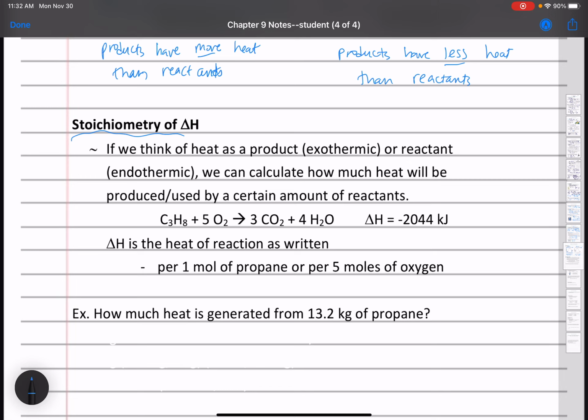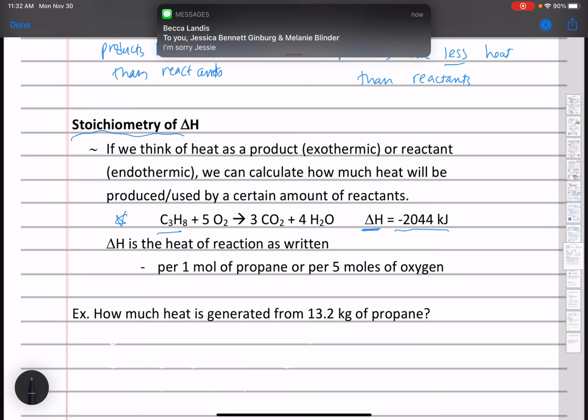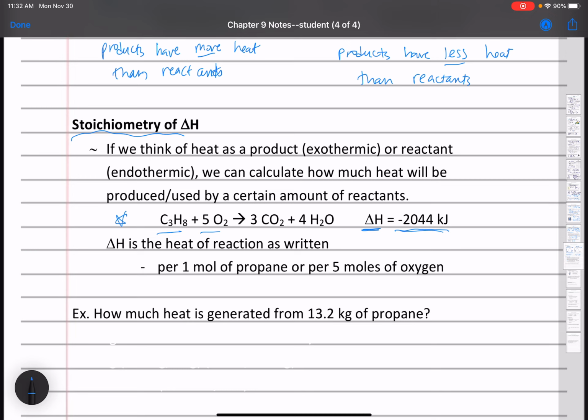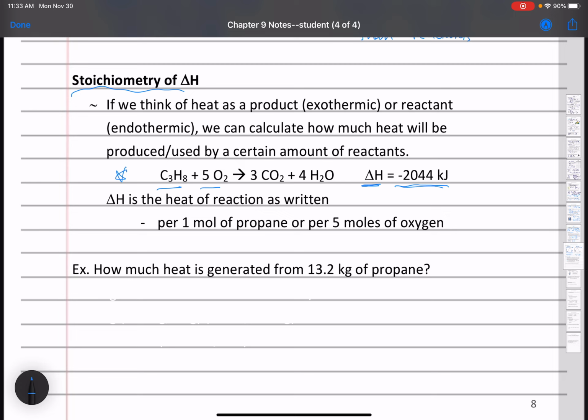So for example, if we have this reaction here, C3H8 is propane. The heat of the reaction, the enthalpy, is negative 2,044 kilojoules, and that is for this reaction as written. So for 1 mole of propane and 5 moles of oxygen, we're going to produce 2,044 kilojoules of energy. So we could figure out, if we were given a certain mass of propane, how much energy that would create, because we can convert from mass to moles.